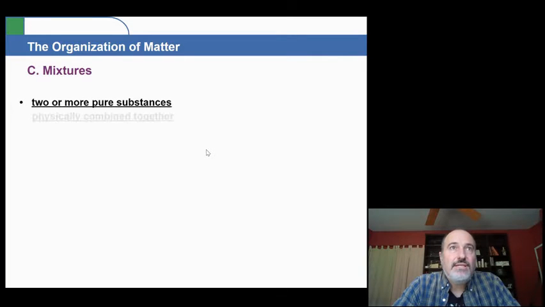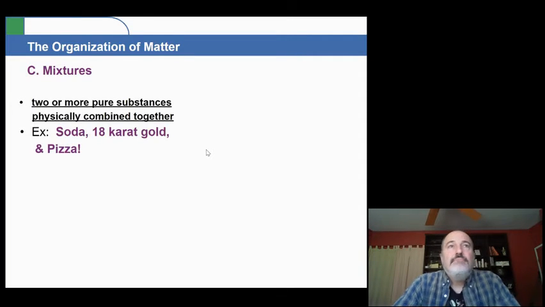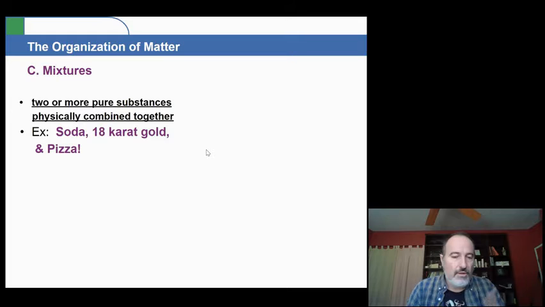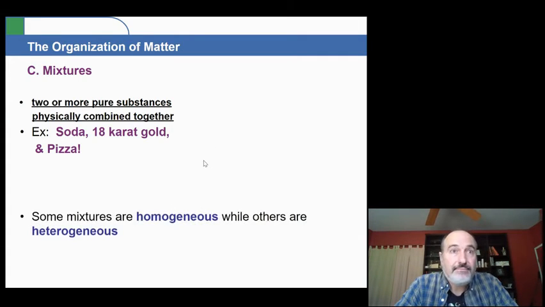And again, they're different than mixtures. Mixtures are 2 or more pure substances, either atoms or compounds, that are physically combined together. All right, physically combined. Some examples are like soda, all right, like 7 Up or Coke or whatever. And that's primarily sugar water and some carbon dioxide. And so you have water, you got sugar, and you got carbon dioxide. But because they are combined together physically, we can still sense or taste the individual components of it. Pizza is also a good example. 18 karat gold is one.